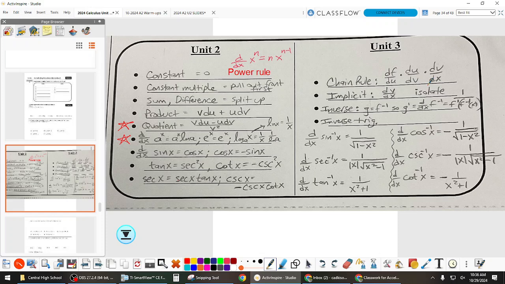Okay, then we did implicit, which is more of a process, right? It's not just a rule like these kind of were. It was more of a process of isolating dy/dx algebraically. And then we got into the weird ones, probably the weirdest ones that we've done, which is all these inverse ones. How are you doing on memorizing all the inverse trig ones?